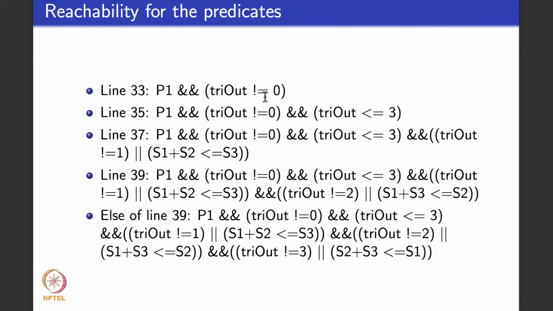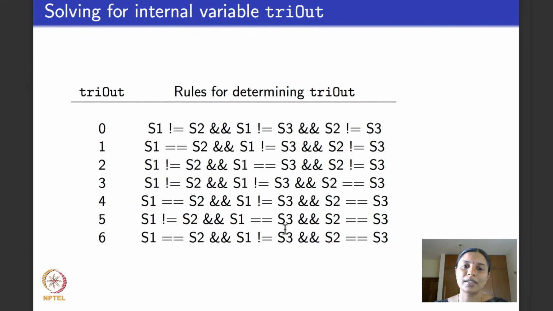So we need to be able to solve each of these predicates for the internal variable tryout. In particular, we need to give values for the three sides A, B, C, or 1, 2, 3, such that here in line 33, tryout turns out to be not equal to 0. In line 37, tryout turns out to be less than or equal to 3, and so on. So how do I solve? This is the table that tells you how to solve for the three predicates.